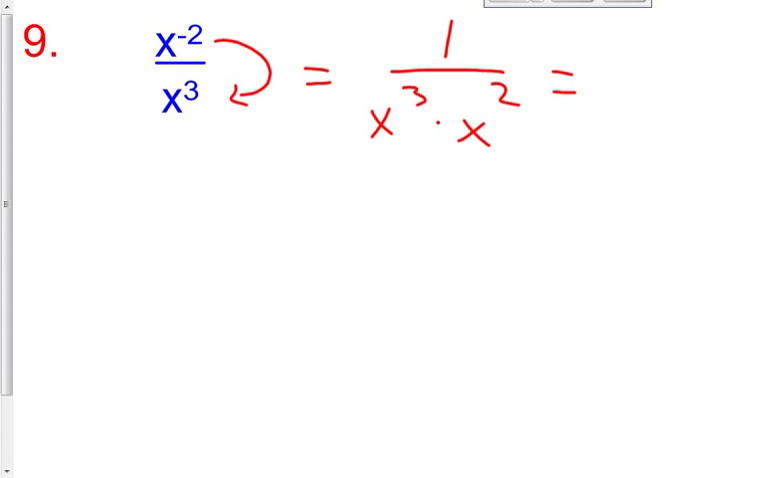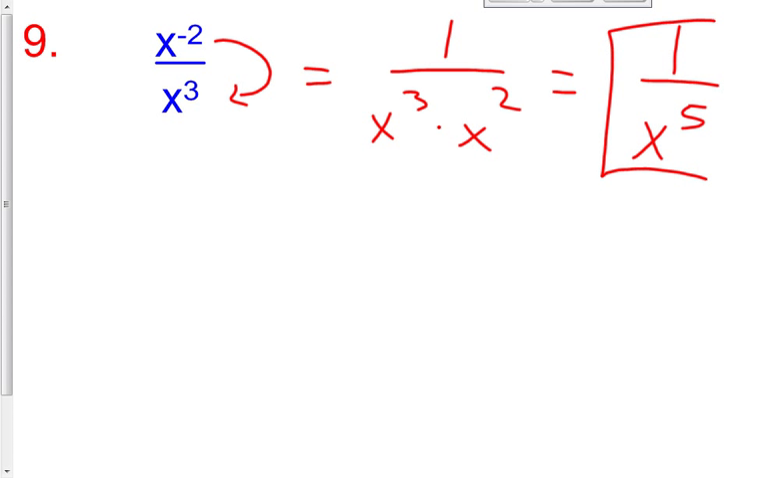So now we have 1 still in the numerator, and with multiplying monomials with common bases, I would add their exponents, making it x raised to the 5th. 1 over x raised to the 5th. And that is my answer for number 9.